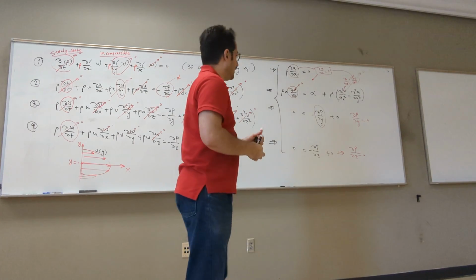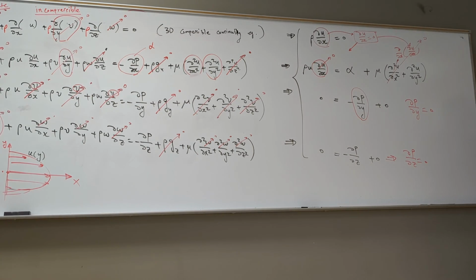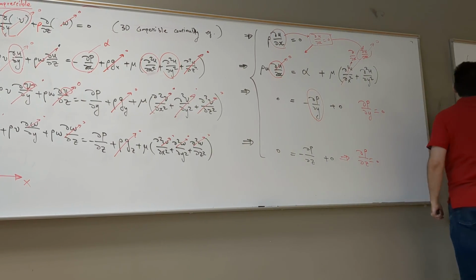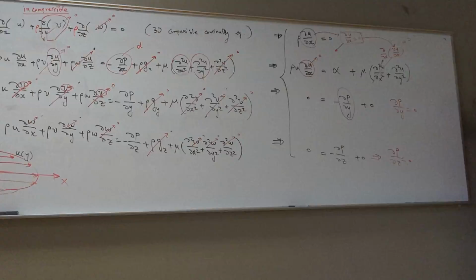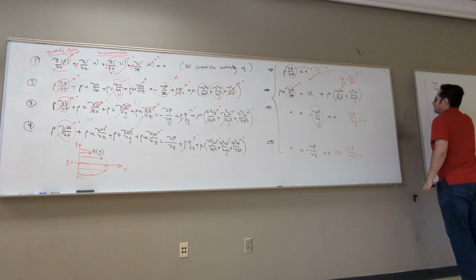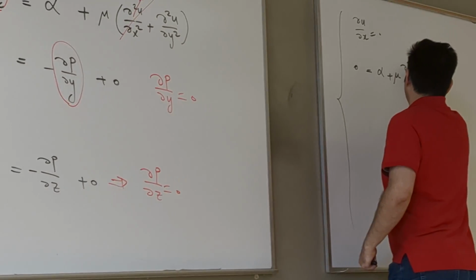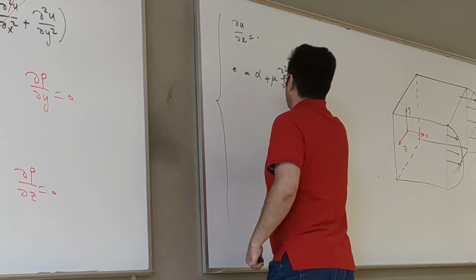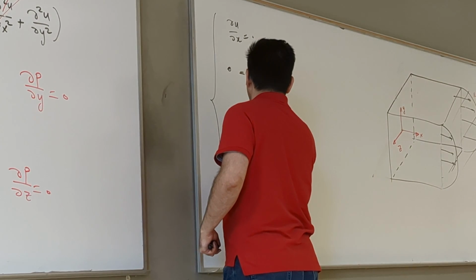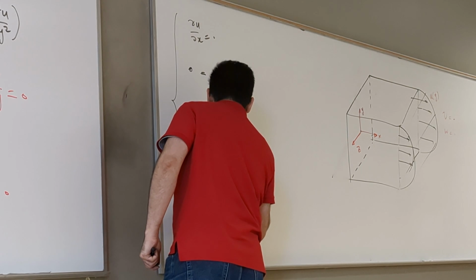Right? Okay? More simplification. So this will reduce to the first equation, partial u partial x equals 0. The second one, I get what? 0 is equal to alpha plus 0 times the second derivative of u with respect to y. If this one is 0, and then partial p partial y is 0. Third equation, and the fourth equation, partial p partial z is equal to 0.